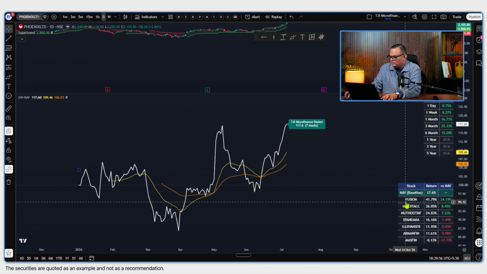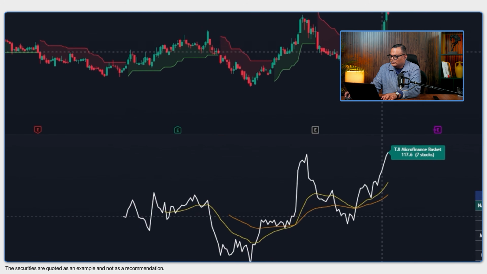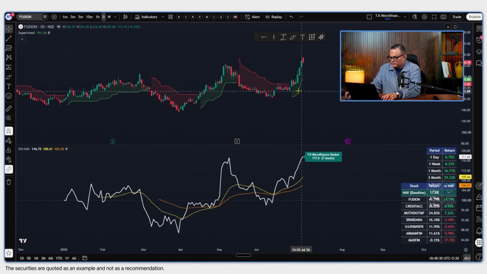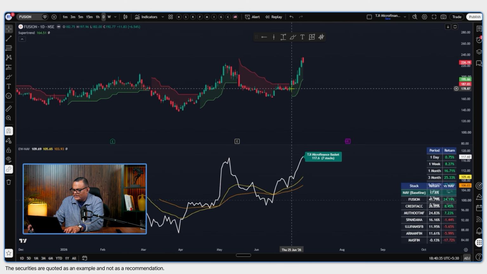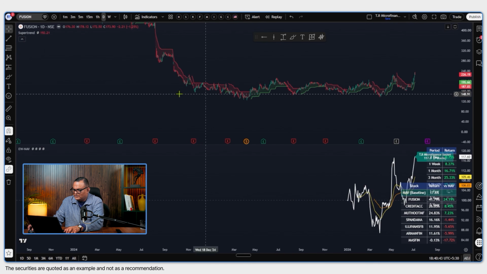So let's again look at the top stocks over here. It says something like Fusion. So let's do that. Again, we're looking at it from the same indicator, which is Supertrend. There's a trend which has started around 25th or 26th, 29th of June, and that's what is happening here. Okay, so let's look at where we are from an all-time high perspective.